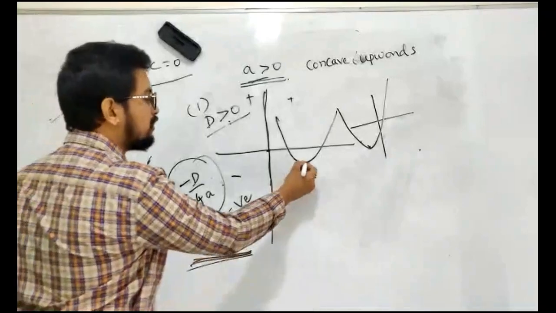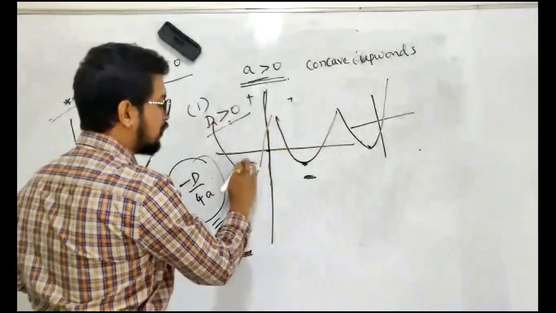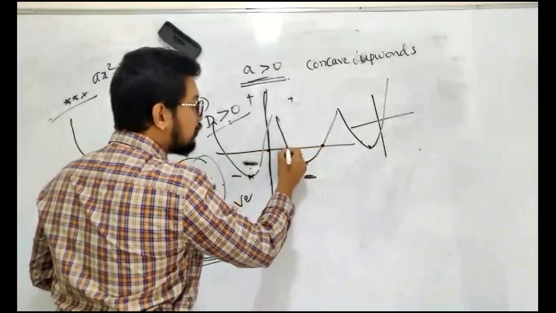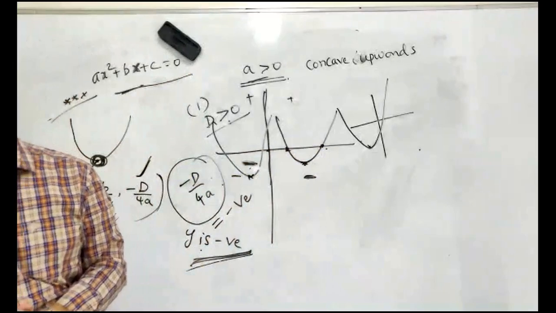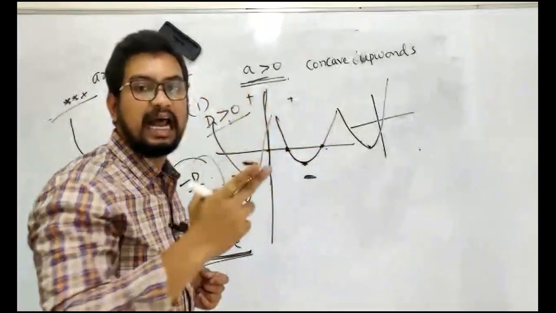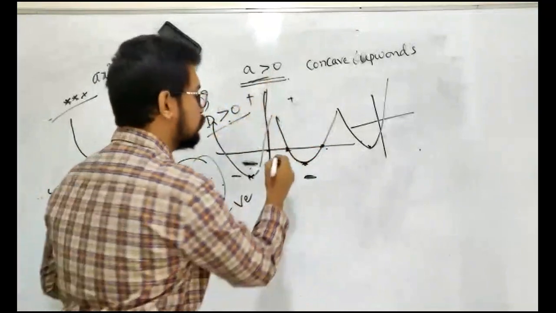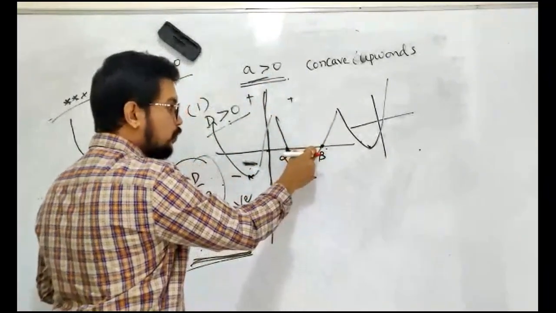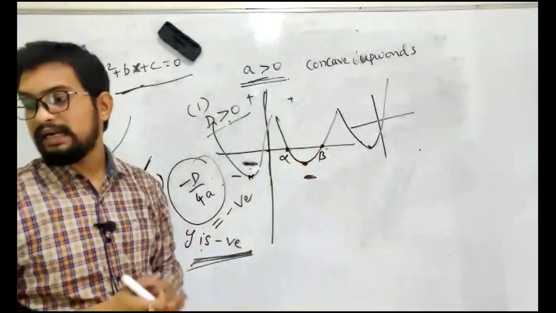Now draw a parabola with the vertex below your x-axis. Take some rough plot. This is the vertex, let's say. Now how many times is this intersecting your x-axis? It is intersecting the x-axis 2 times. So these are the 2 roots. So you are getting 2 real and distinct roots.